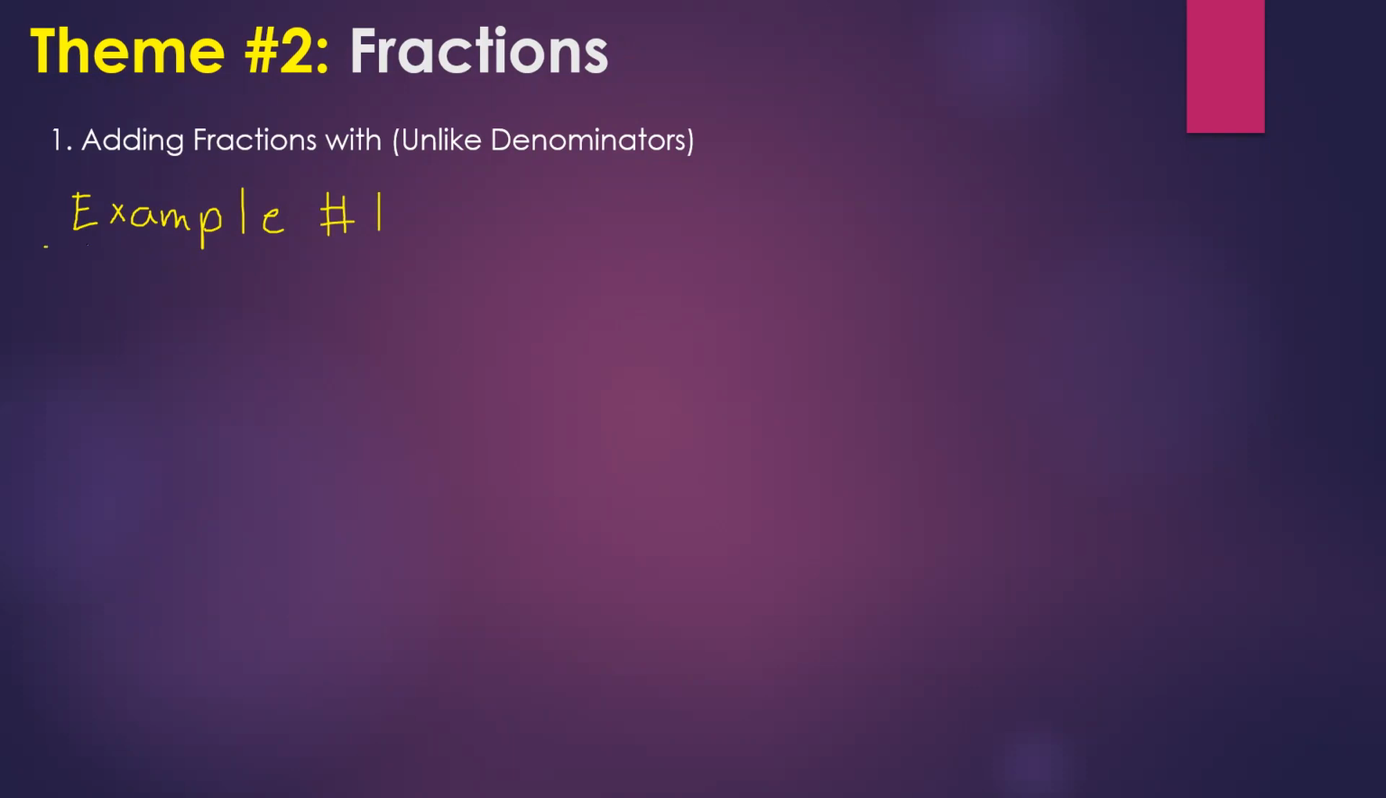So for example number 1, let's say we have 4/5, and we're trying to add that to, say, 2/3. Maybe that's a good start. All right, so the first step that we must do is find the lowest common multiple of 5 and 3. And so let's do that.